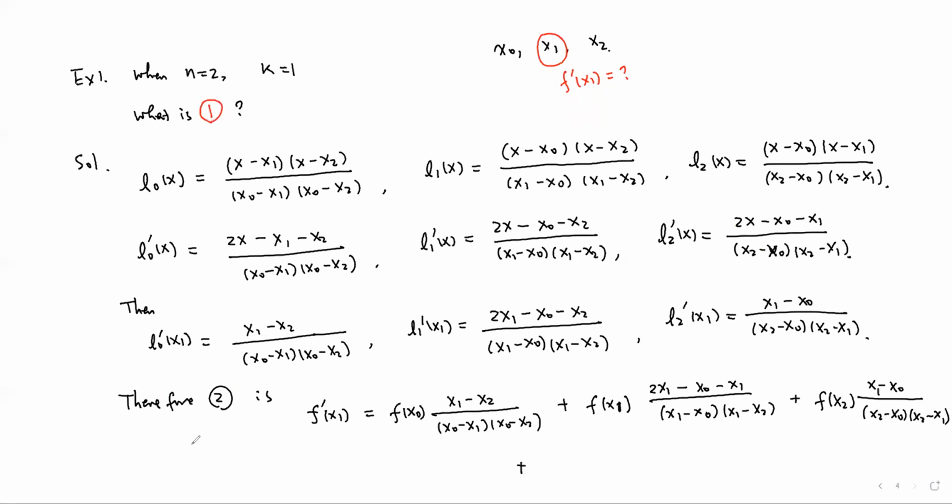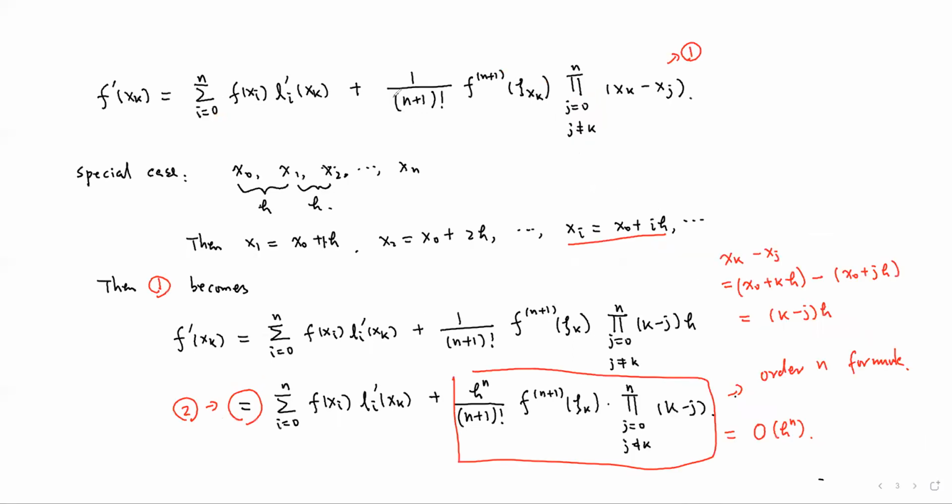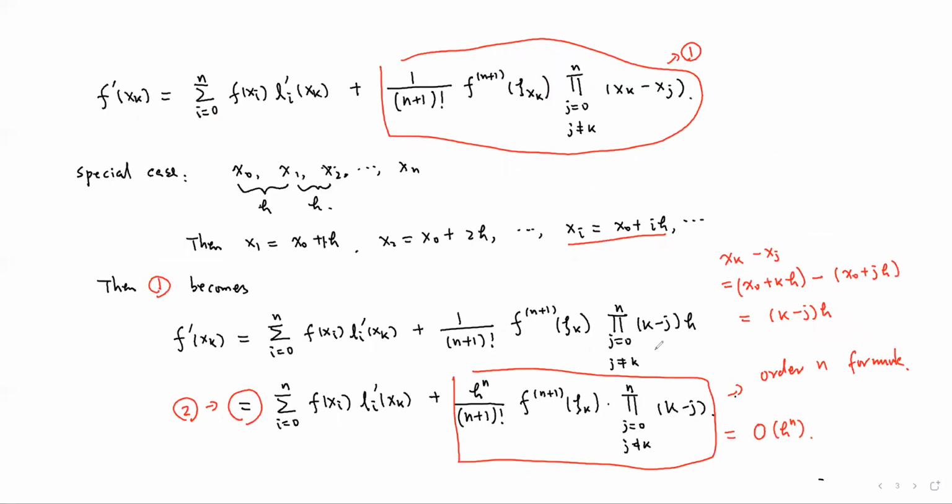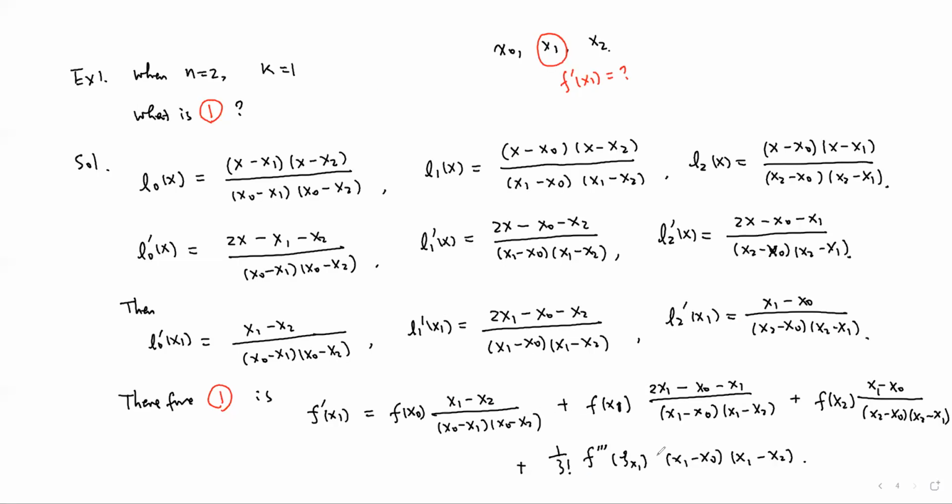What is equation 1 in this special case? Then plus the error. It is 1/3 factorial f third derivative at psi times x minus x0, x minus x1, x minus x2. So when n is 2 and k is 1, formula 1 is this.